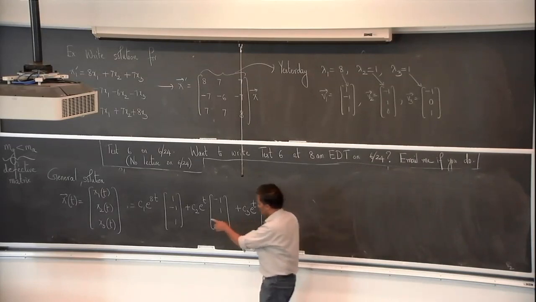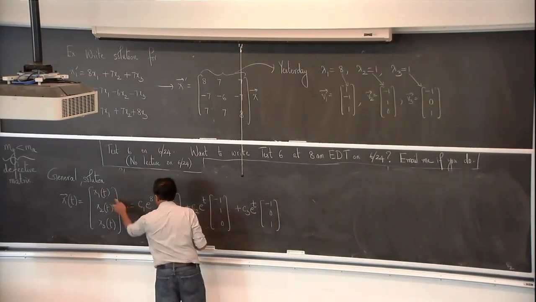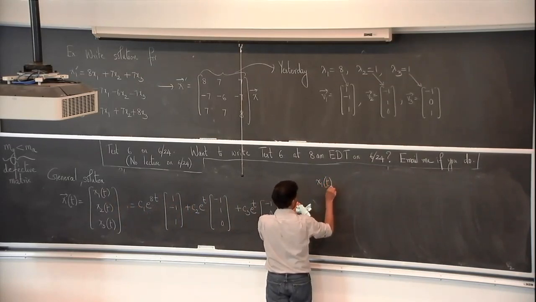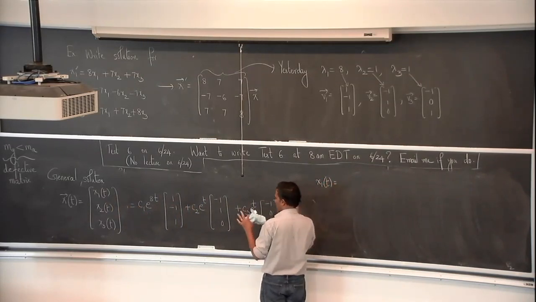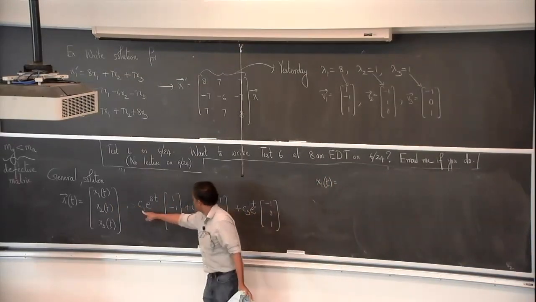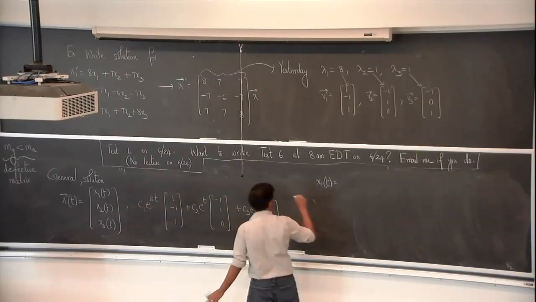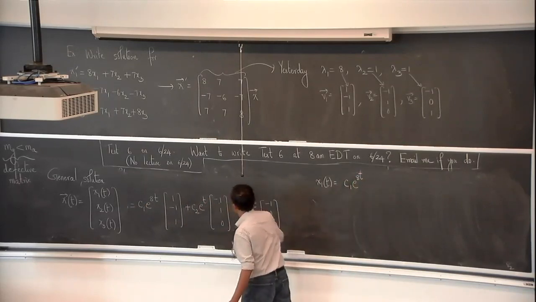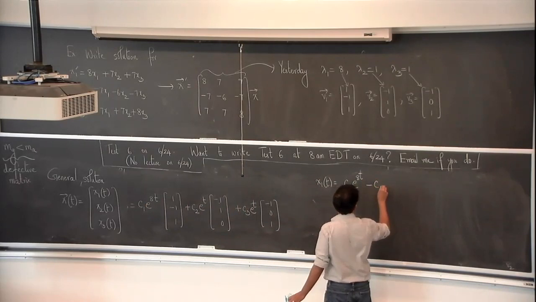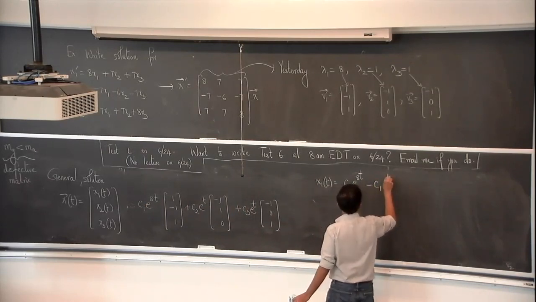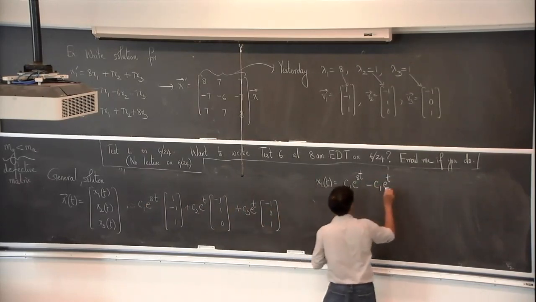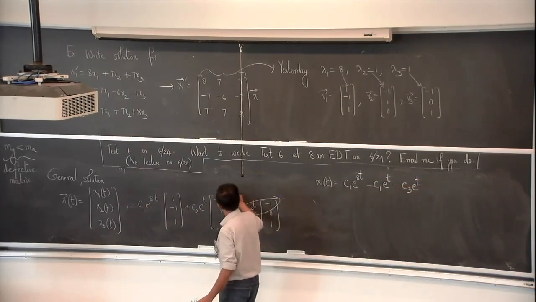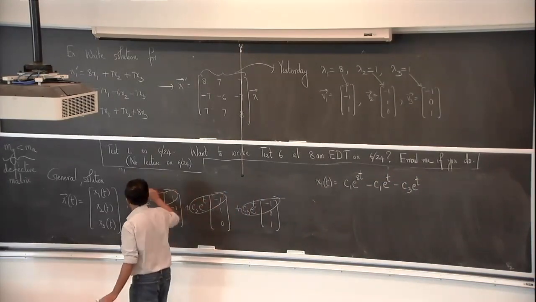Now, it's always good to understand what these rows mean. So x1 is the first row of this thing, x1 of t. You don't have to write this, but sometimes students kind of miss the plot when they look at this. C1 e to the power of 8t plus C2 e to the power of t times -1 and minus C3. So the first row here corresponds to x1.